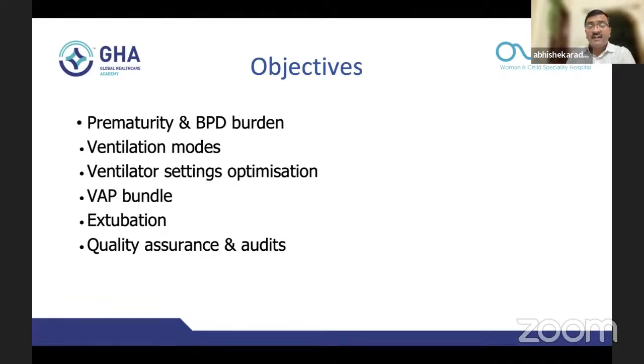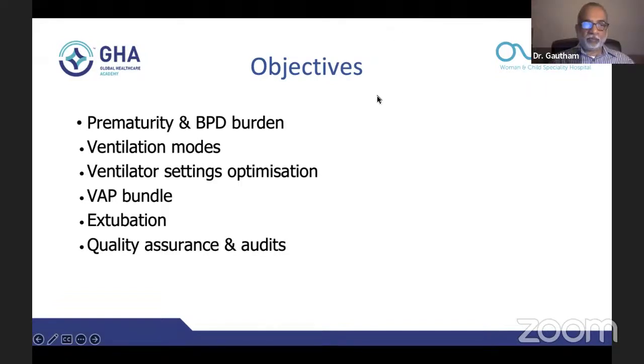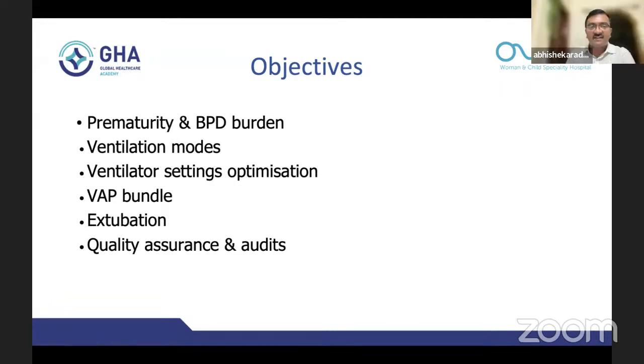So in the next couple of minutes, we hope to cover these things, that is prematurity and bronchopulmonary dysplasia burden. Remember, as neonatologists, our job is not just to save newborns, but also to prevent bronchopulmonary dysplasia in these tiny preterms. We are going to discuss which ventilation modes during invasive ventilation. We are going to skip non-invasive ventilation because we have a separate lecture coming up next week. Ventilator settings optimization, VAP bundle, extubation, quality assurance and audits. With this, we'll begin with the case scenario.